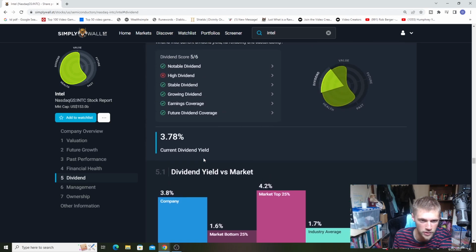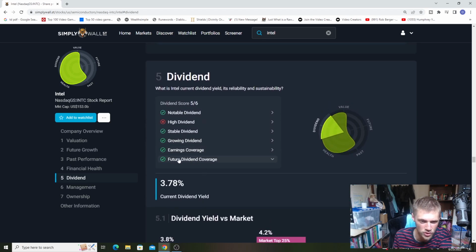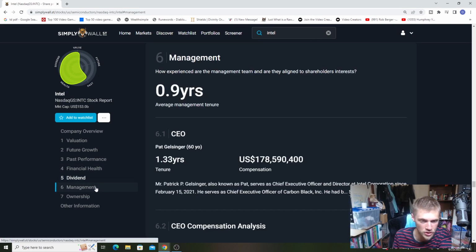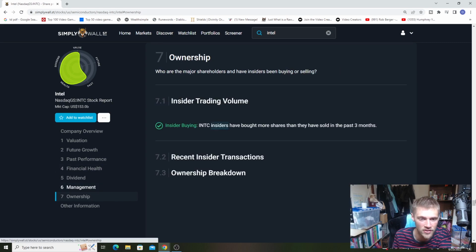Just going to go back up here and see earnings coverage and future dividends coverage, which is probably going to be the payout ratio and different things like that. So lots of cool information. You can also check out the management stuff. You can see management information if you like to dig inside that stuff, and then the ownership as well.